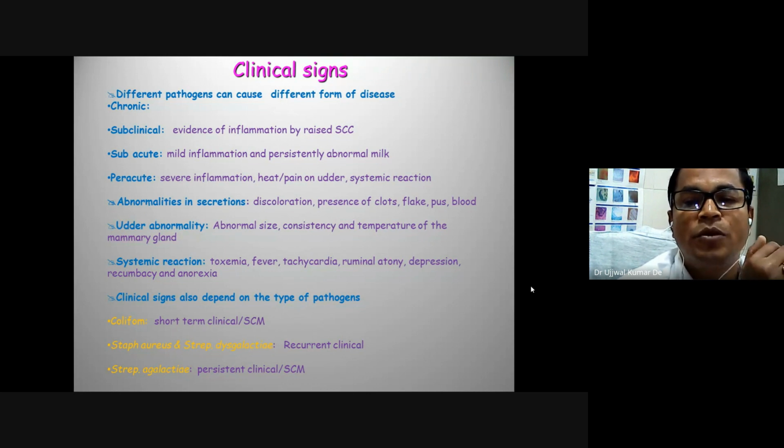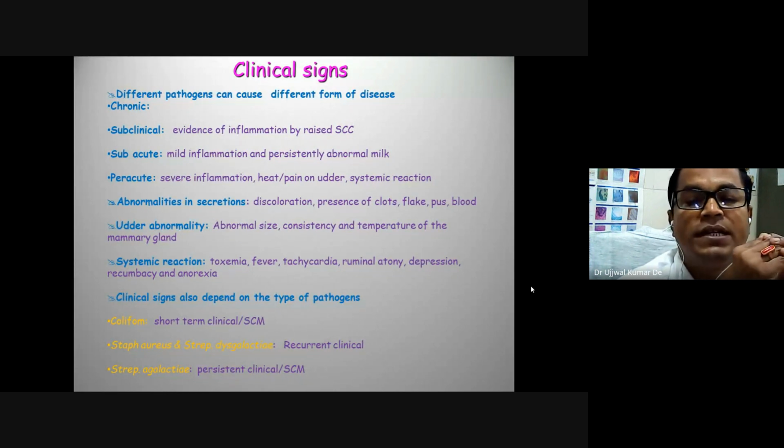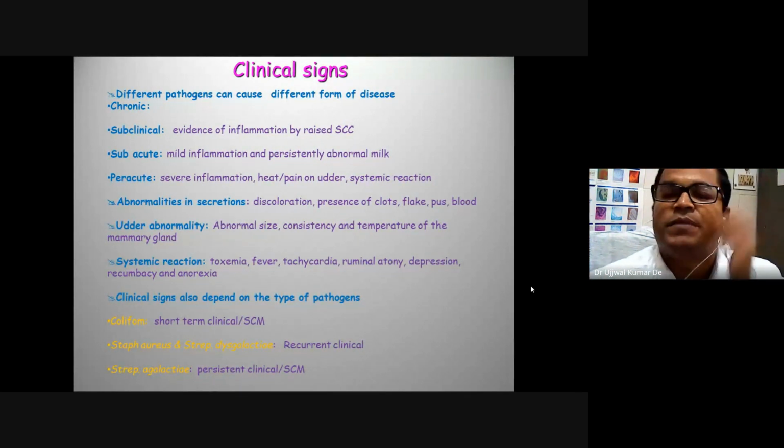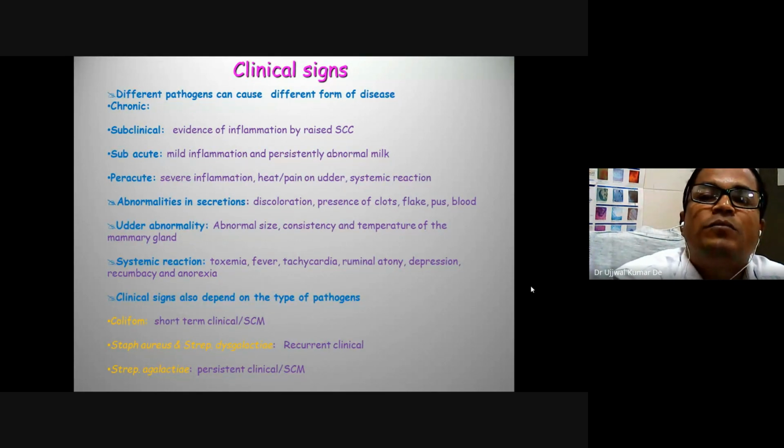In case of coliform mastitis, we can see short-term clinical or subclinical mastitis. Clinical mastitis will be short. With Streptococcus agalactiae mastitis, there is recurrent clinical mastitis. Once you treat the cases they recover, but after that the animal will again show signs. Then Staphylococcus aureus causes persistent clinical or subclinical mastitis. This type of mastitis is quite difficult to treat, and for most of the cases antibiotics do not work. So these are the different clinical signs of mastitis.